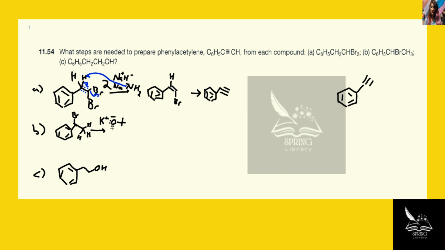So you can pick up one of these acidic protons, making a bond. You make a bond, you break a bond, you form a new pi bond here, and your bromine will fall off. Now you have an alkene, but we need an alkyne. So what can we do?